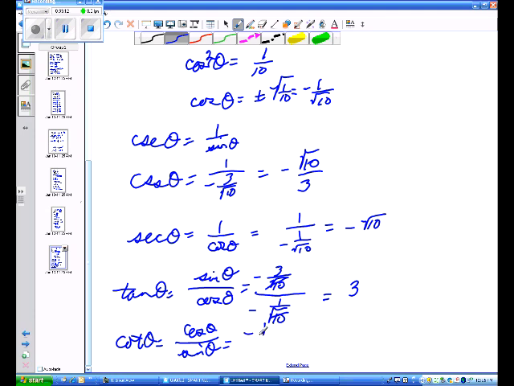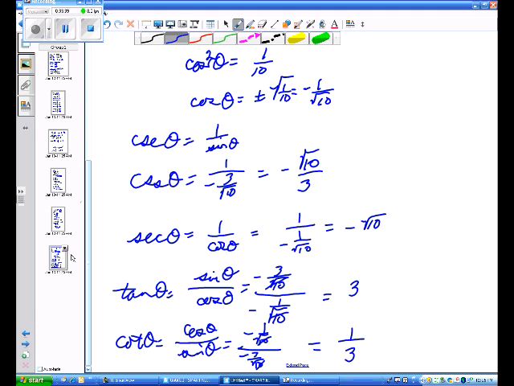So it would be negative 1 over the square root of 10 divided by negative 3 over the square root of 10. Well, our denominators cancel. We have 1 over 3, and a negative divided by a negative is a positive. So here we have all 6 of our trig functions using our basic identities, or what we also call our fundamental identities.